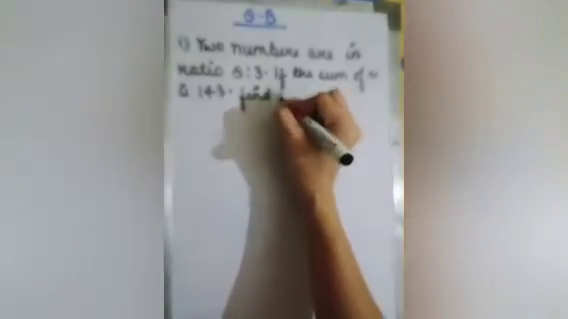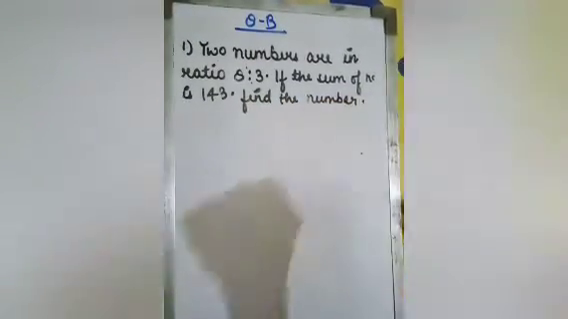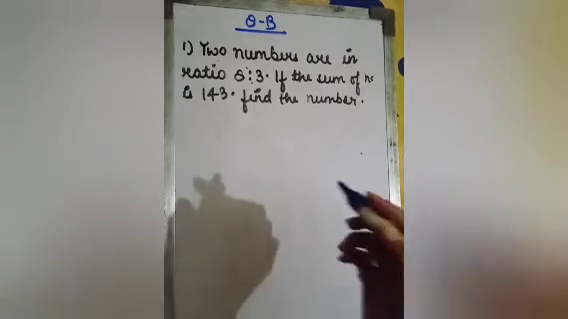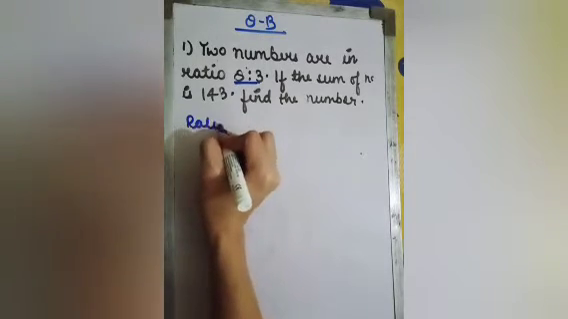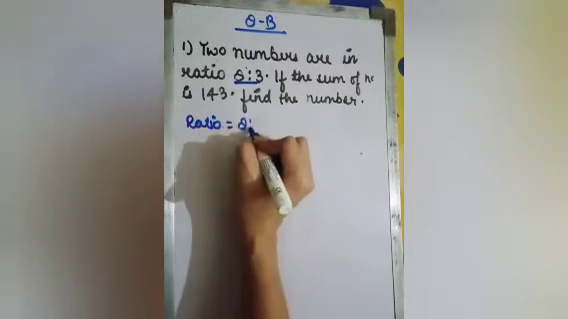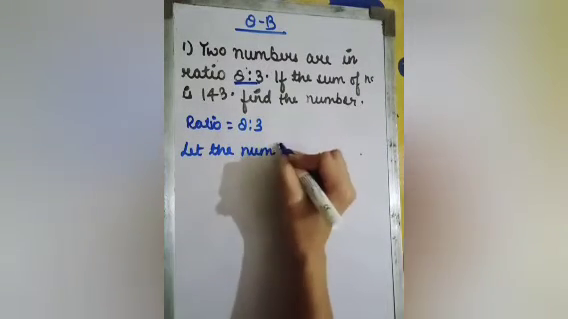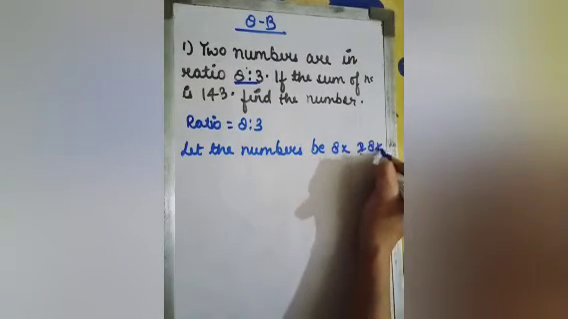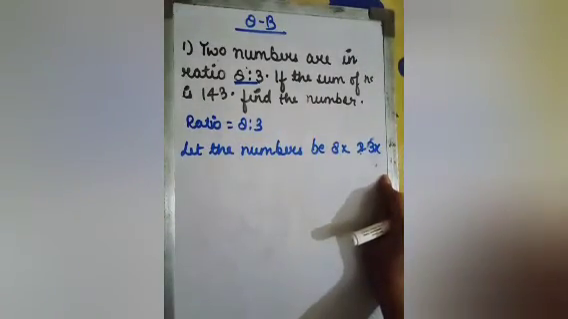Now first of all, in these type of word problems, try to form an equation using the statement. The statement is given and you have to form an equation. Now read the question again. Here the ratio of the numbers is given. Ratio is 8 is to 3. So let the numbers be 8x and 3x, because the ratio is given, from the ratio we can assume the numbers.